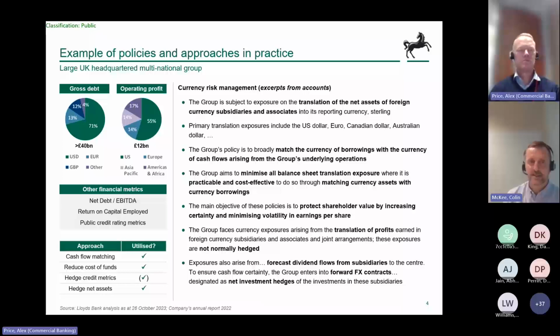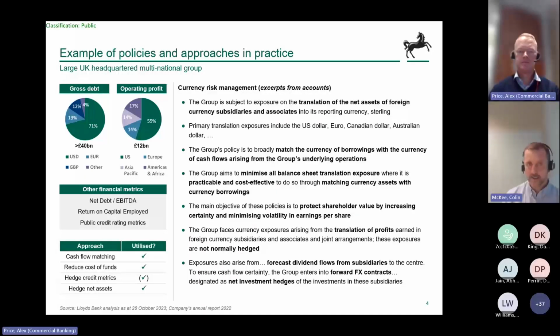Running through some of the comments then on the right-hand side. So what have they said about their currency risk management policy and approach? First of all, they've talked about what exposures they have: US dollar, euro, Canadian dollar, Australian dollar, etc., but lots and lots of currency exposures. On the third bullet, they've said the policy is to broadly match the currency of borrowings with the currency of cash flows of the group's underlying operations. So that is item number one, if you like, from the previous page, which I've summarized in the bottom left. So cash flow matching, they very much use that as an approach to drive their currency mix.